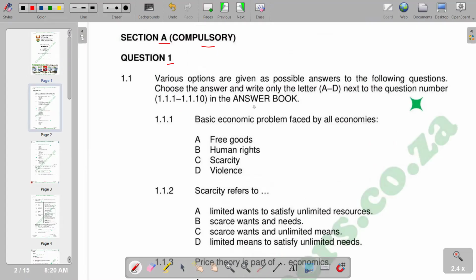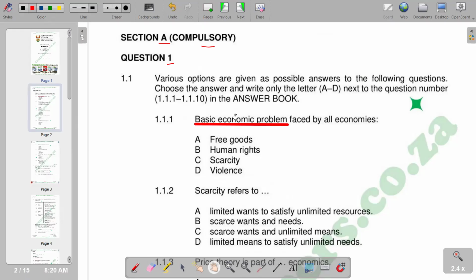So first question, a basic economic problem faced by all economies. Of course, we have responses that we need to choose the correct one. But we have a key term, that is the basic economic problem. So basically, the basic economic problem describes the imbalance between unlimited human wants and needs and the limited resources available to satisfy them. So basically, we are saying under the basic economic problem, we have limited resources to meet unlimited wants and needs. So in that scenario, we have a problem.